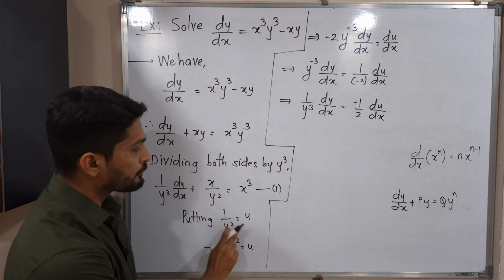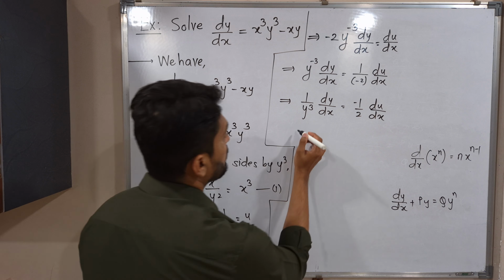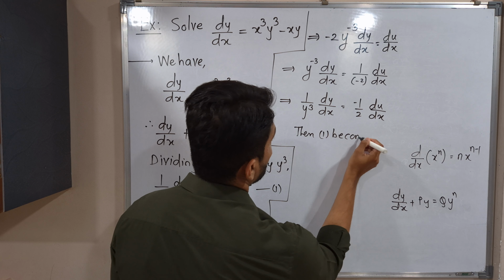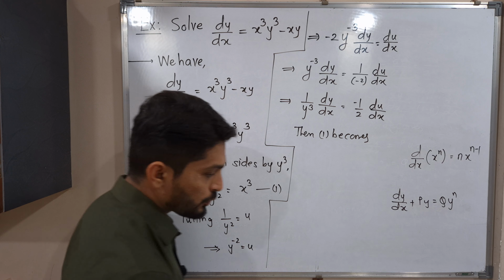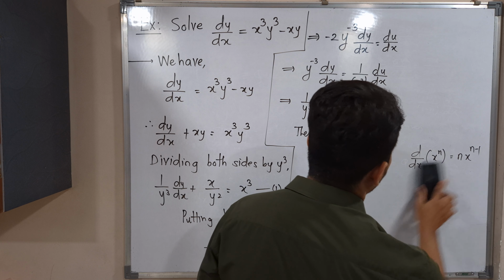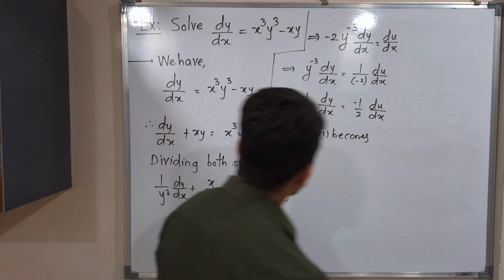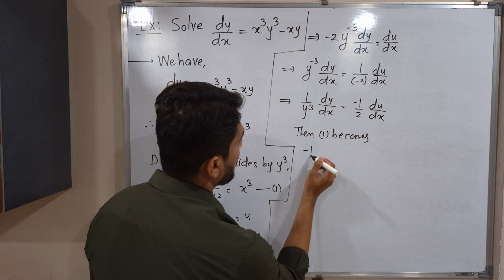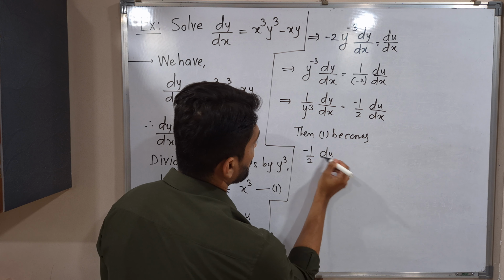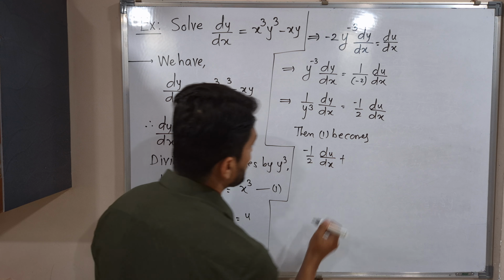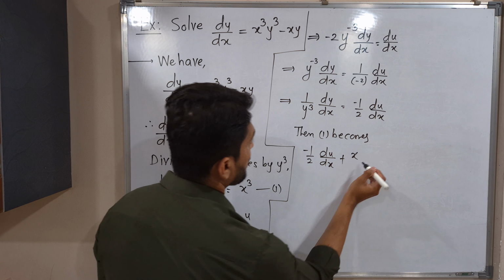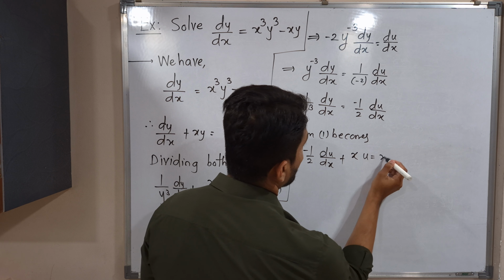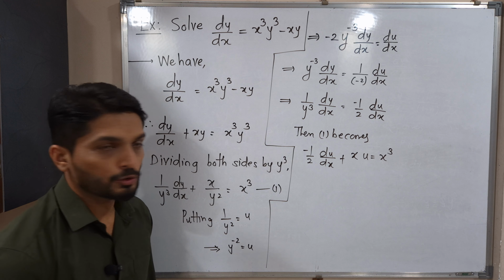And 1 upon y square will be replaced by u. So 1 becomes, let us write, the first term will be replaced by minus 1 by 2 du by dx plus x times u, since 1 upon y square is u, equals x cube. Now it looks better.